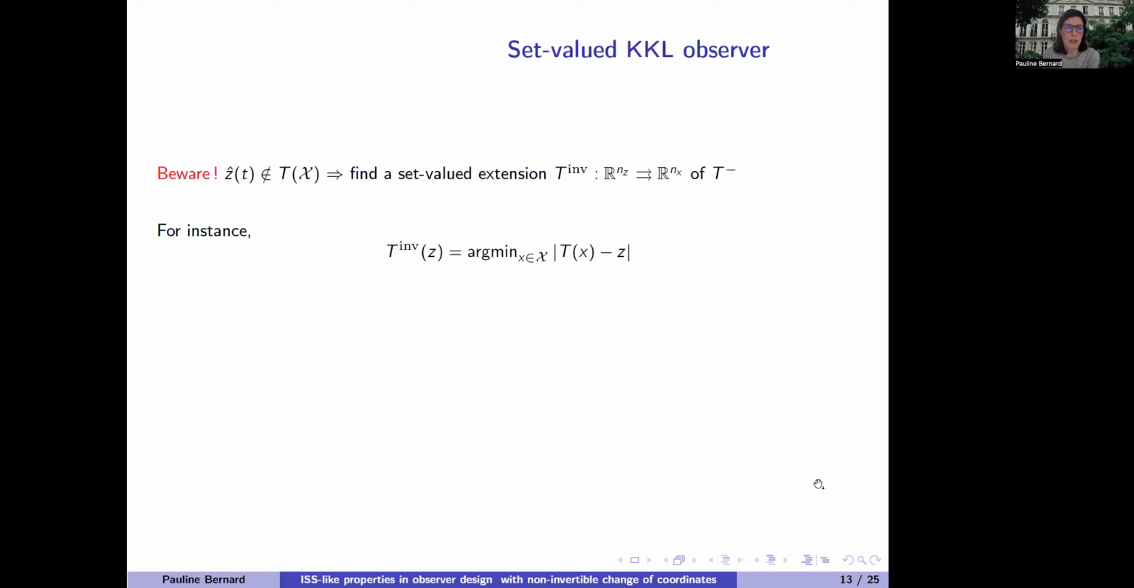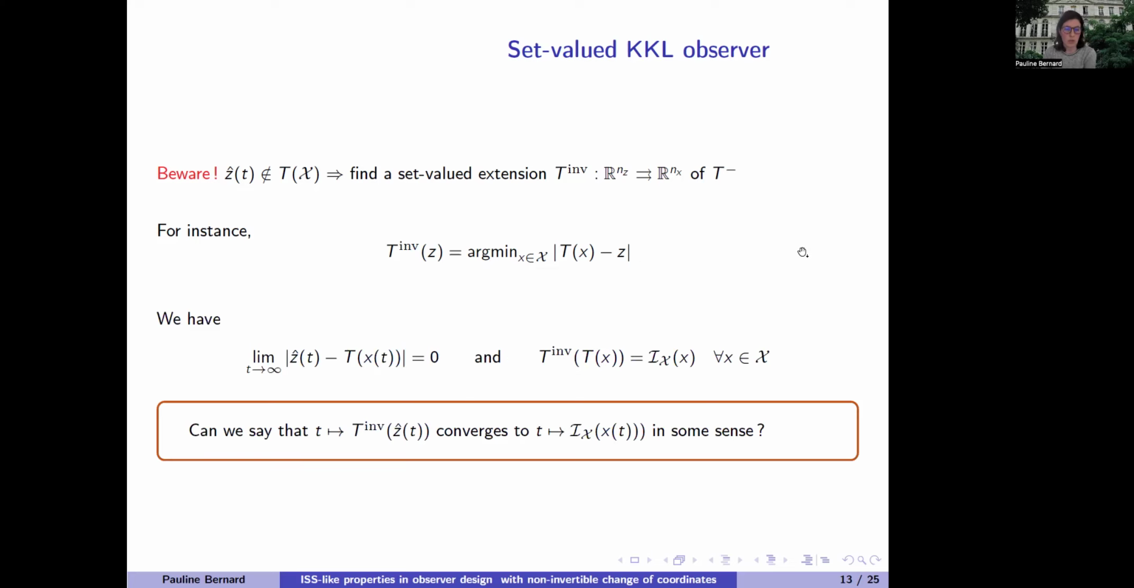The first thing you have to be careful about is that Z hat, remember that T of X is just a manifold, okay? So Z hat is not necessarily in the image set. So you have to find some kind of extension of this inversion. Maybe you can, for example, do projections. There are many ways you could do that. A possible way is just to find the X, which is a set, right? Here, I'm not saying that this is a point. I'm saying it's a set. It's a set of points that minimizes the distance between T of X and Z.